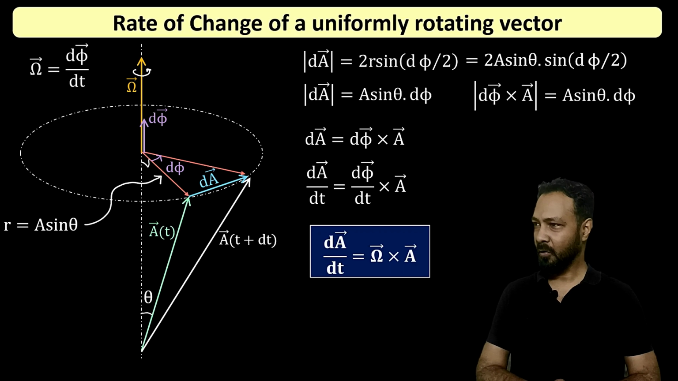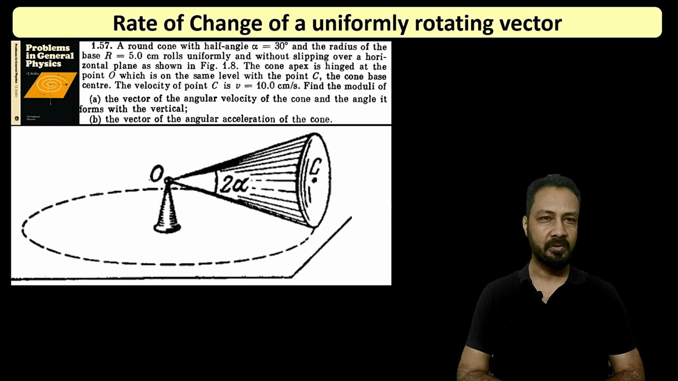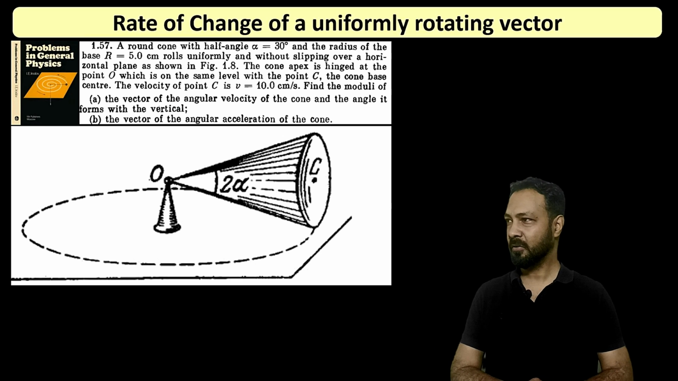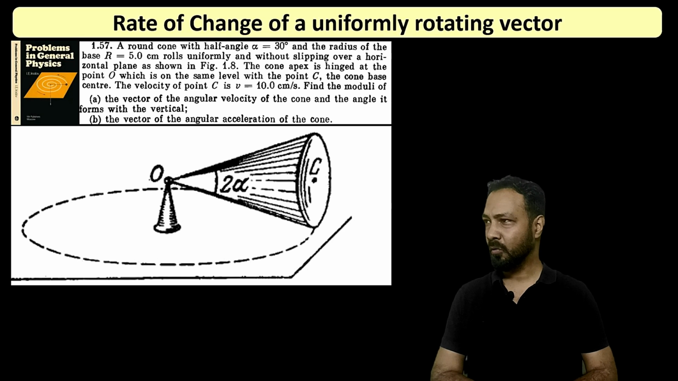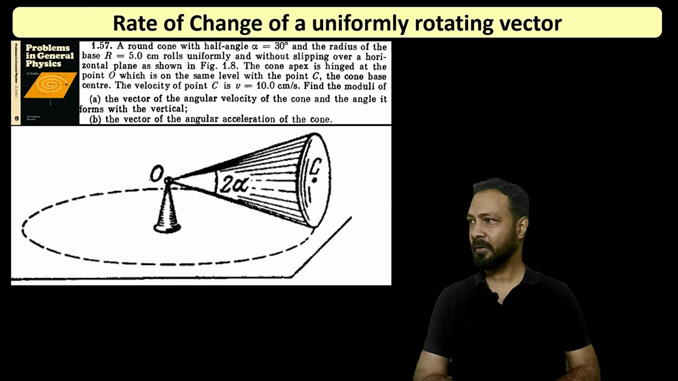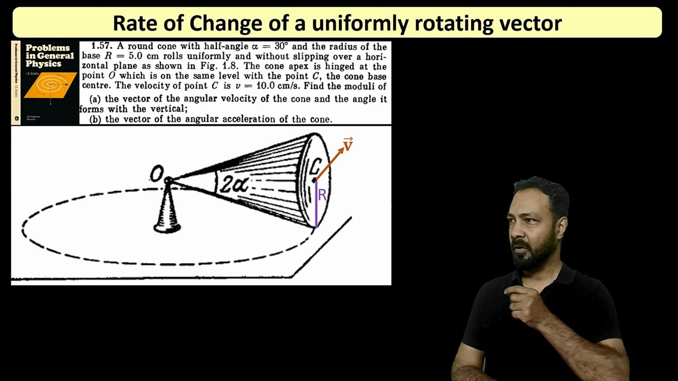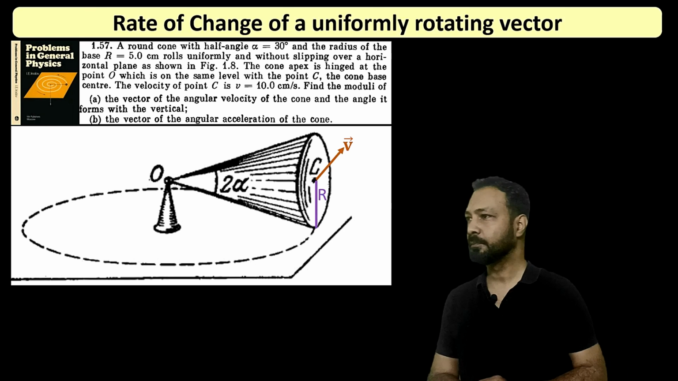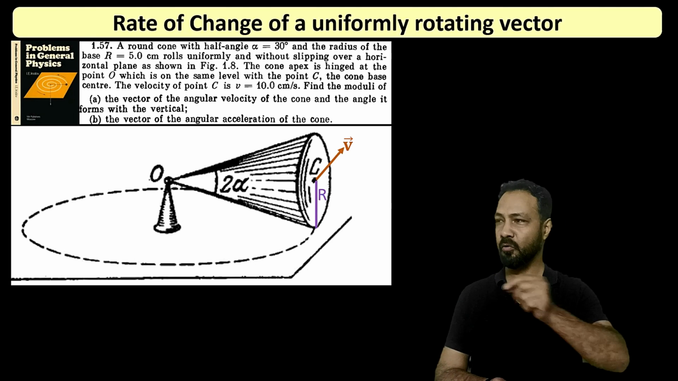So now I want to apply this result in a complex situation. For that, I am taking this example of Irodov, a very good example. Question number 1.57 from the mechanics part. Here you can see a round cone with a half angle alpha, and the radius of the base is r. It is rolling uniformly on a horizontal surface. It is rolling and the center of mass is rotating. So it is rolling uniformly without slipping over a horizontal plane as shown.